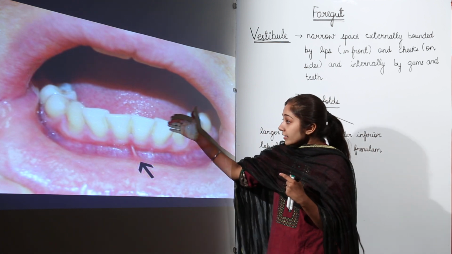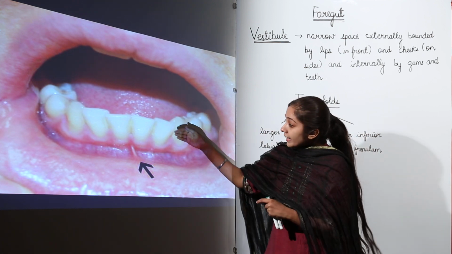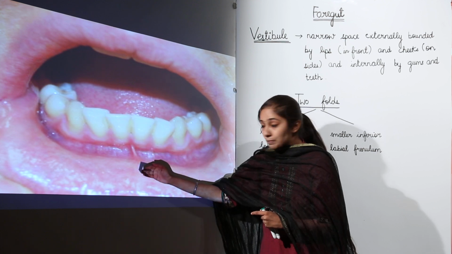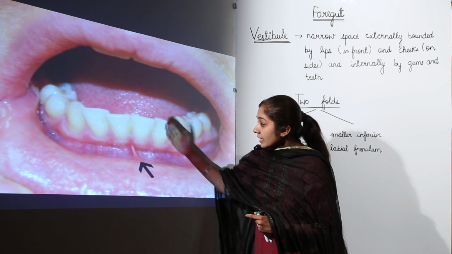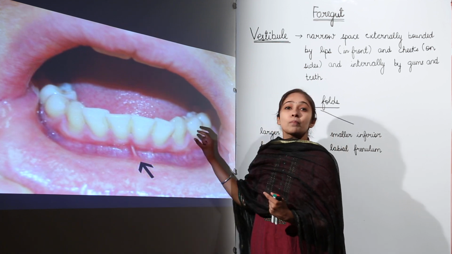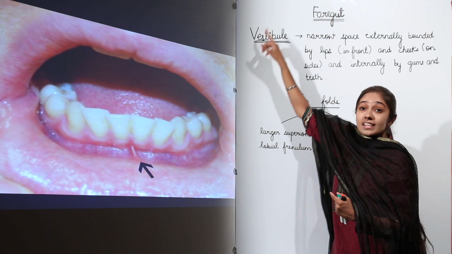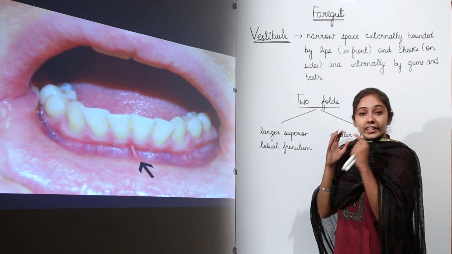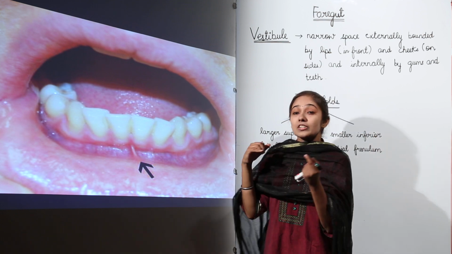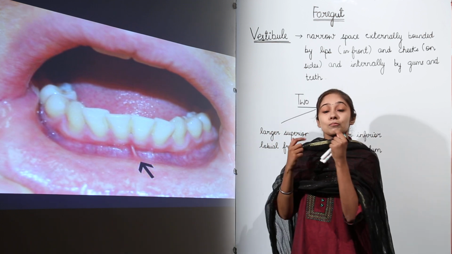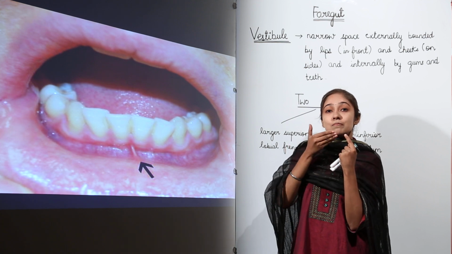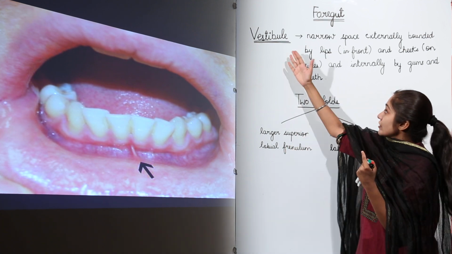When you look internally in the mouth, the space between the teeth, gums and the lips, between this portion and this portion, between the lips and the teeth and the gum, that narrow space is known as what? It is known as vestibule. So don't forget what is vestibule. It is a narrow space, and you can see in your own mouth also that the space between your lips and the teeth and gums is known as vestibule.